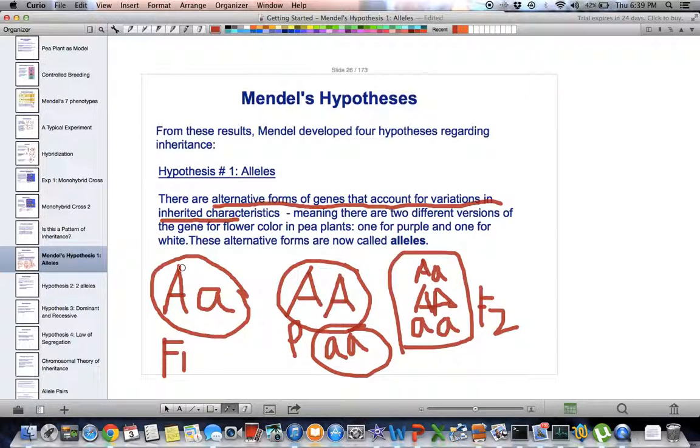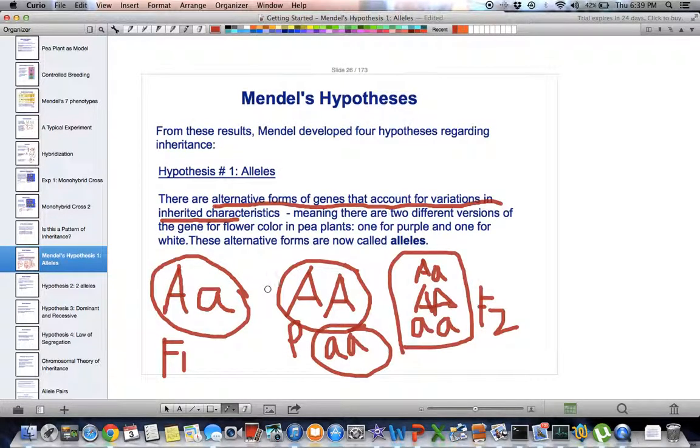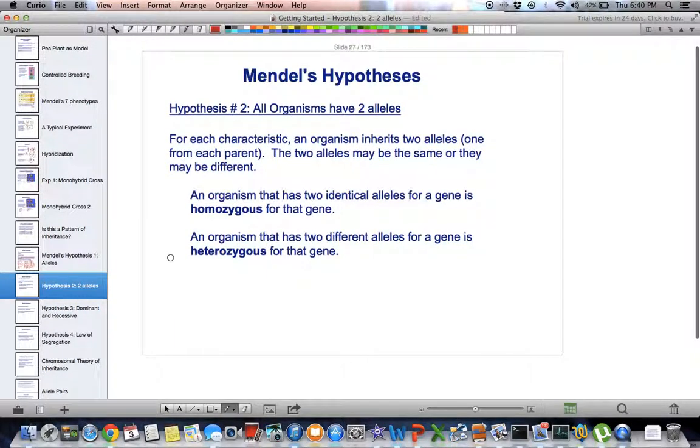But you get the idea that this right here, big letter, is representative of one allele of the dominant. And this one right here is one allele that's recessive. 2 versions of one trait. The second hypothesis he had was that all organisms have 2 alleles. Now I know I discussed that here, so I'm pretty sure you know what that means. Basically that we have either dominant or recessive form of the allele, okay? And if you get 2 of one form of allele in one offspring, that's called homozygous.